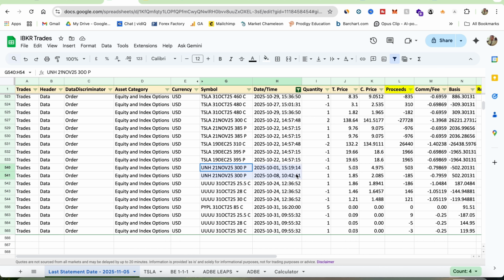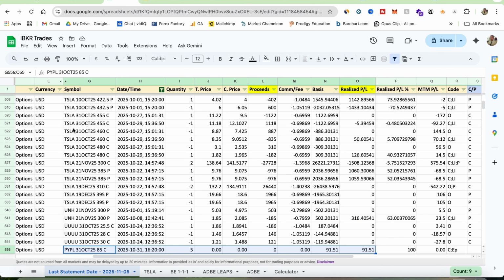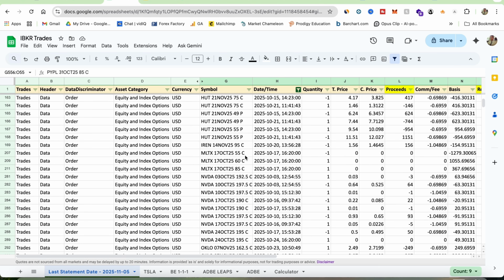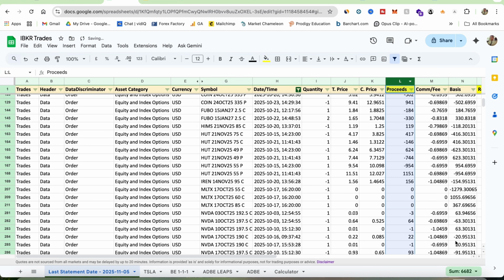UNH, sold a 300 put. This is a good example of selling it at 503, buying it back for 185, netting 316. Easy put trades. These are really easy. UNH 111, another UNH 111, and then PayPal calls as well. That one expired worthless, capturing the $95 of premium of the one that I sold earlier. These are really easy trades to do. It's just puts, calls, 111. That's basically what I do every single month to produce results like this one.